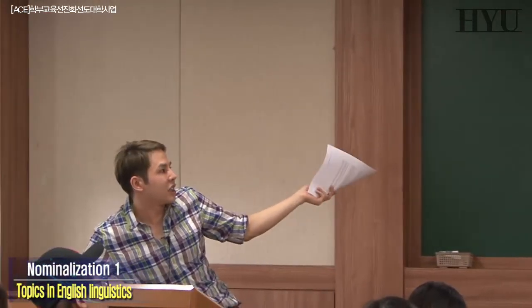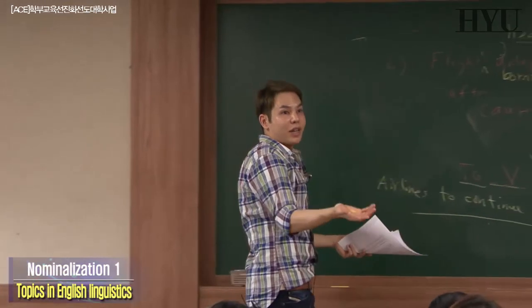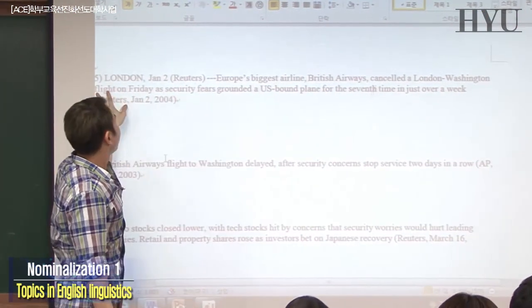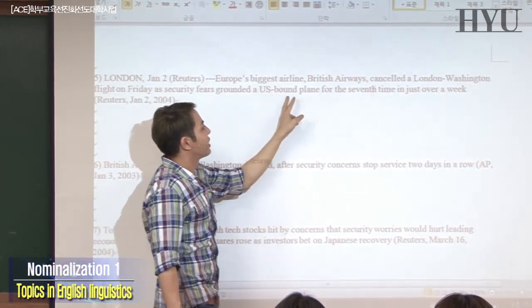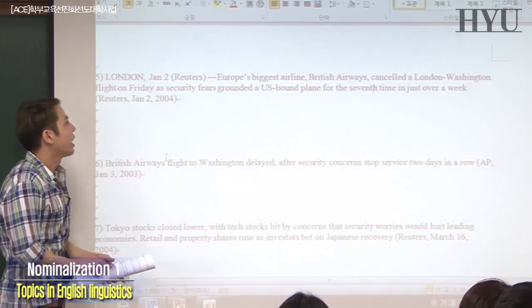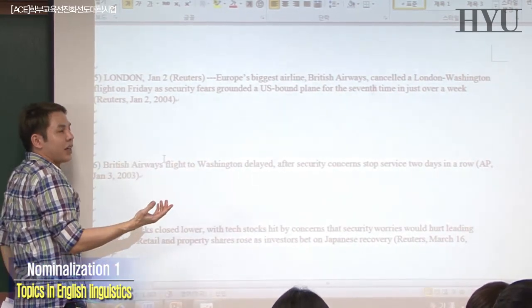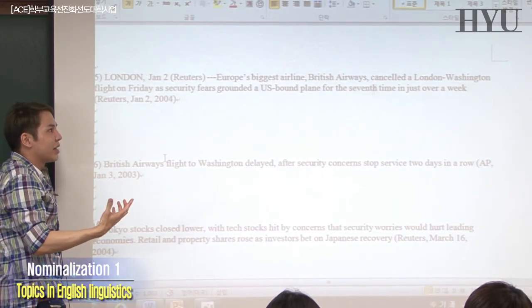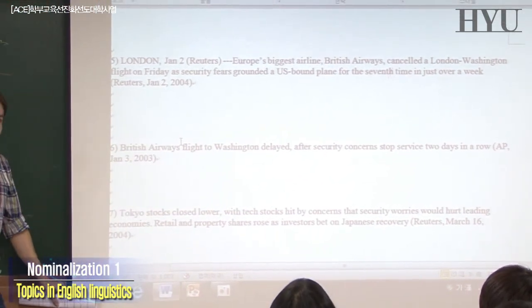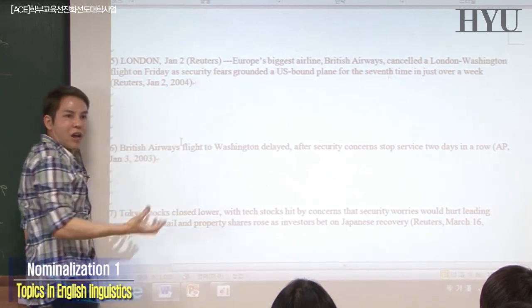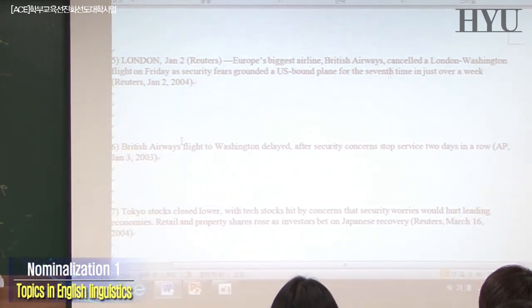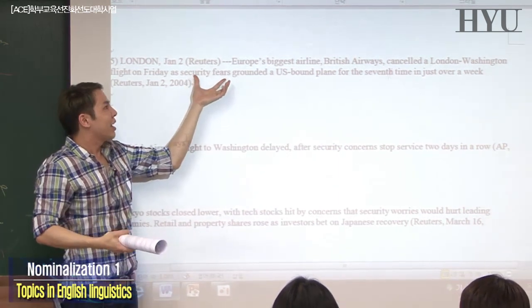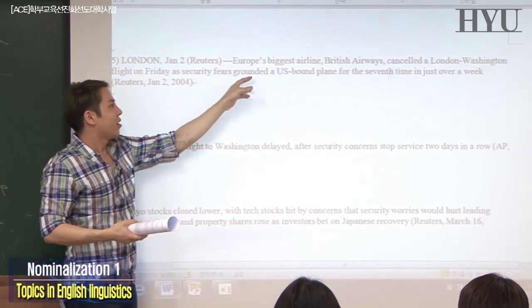Number 5. So the agent is gone, the cause is gone. We don't know whose fears those are, right? Maybe only the investors, right? Europe's biggest airline, British Airways, canceled a London-Washington flight as security fears grounded a US-bound plane for the 7th time in just over a week. Now, fear, again, has been nominalized, and now it has even more power than it usually has. Fears are just your personal experience. Now what it can do is ground the plane, right? How could fears ground the plane? Can you think about that? It has to be people who grounded the plane, right? But here it's like fears are agents that grounded the plane, right?